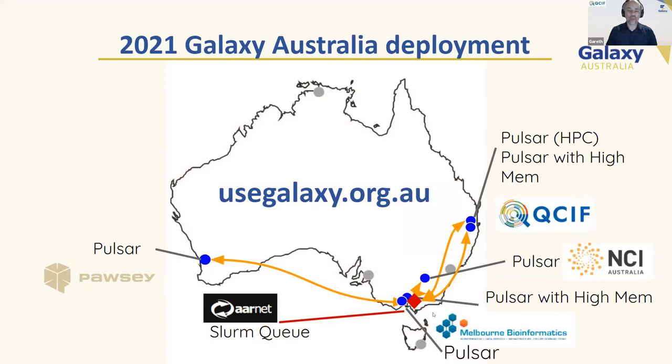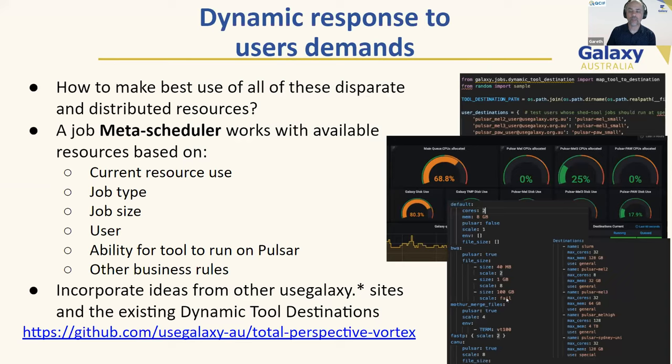In terms of the deployment, it's a bit grandiose, but yes, we're at Pawsey, AARNet, Melbourne University, thanks to Melbourne Bioinformatics, NCI, QCIF, and UQ. So when you want to run a job, it is run in one of these blue locations around Australia based on a number of details, but it means that we can really scale up the number of jobs we run at any one time.